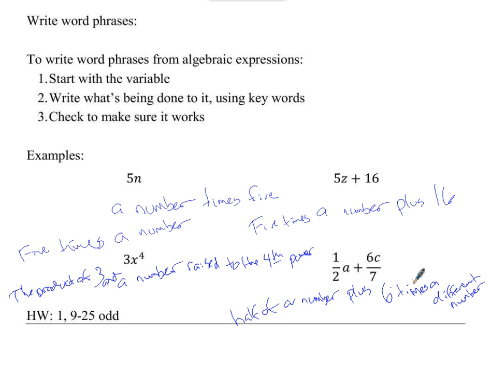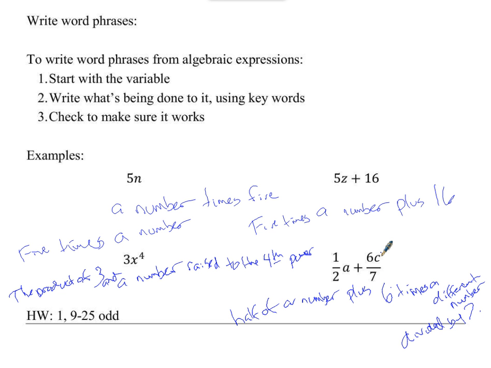Divided by, sure. So divided by 7. Okay, read it back. Half of a number plus 6 times a different number divided by 7. Does that do it? That does it. So that's the answer. So the key here on this one is we have 2 different variables, so that means we have to say 2 different numbers. We have a number and then we have a different number or another number, something like that.